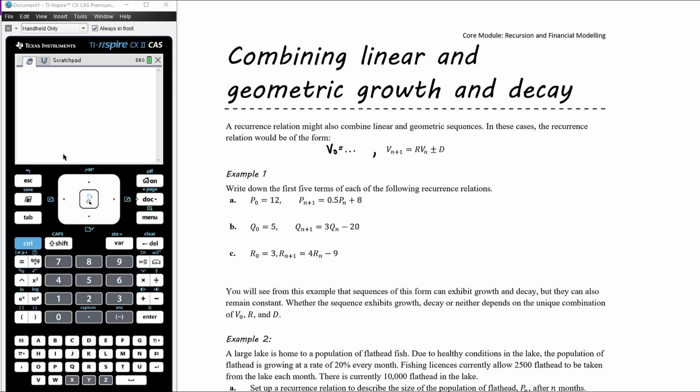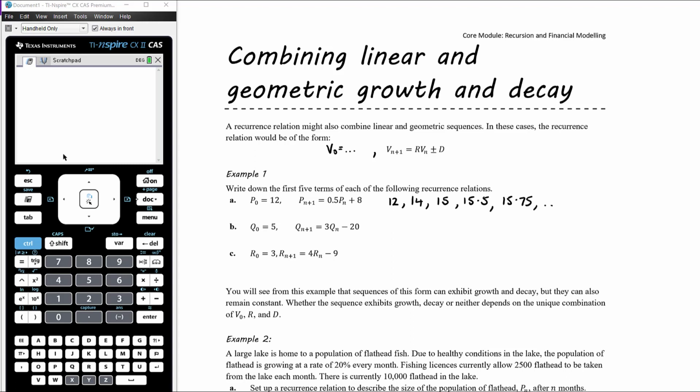Right, so if P0 is 12, we get Pn plus 1 by multiplying the previous term by 0.5 and then adding 8. So P0 is 12, so first term is 12. Then if we multiply 12 by 0.5, we get 6, and add 8 to that, we get 14. Multiplying 14 by 0.5, we get 7. Adding 8 onto 7, we get 15. Multiplying by 0.5, we get 7.5. Adding on 8, we get 15.5. Halving 15.5, we get 7.75. Adding on 8 would give us 15.75.